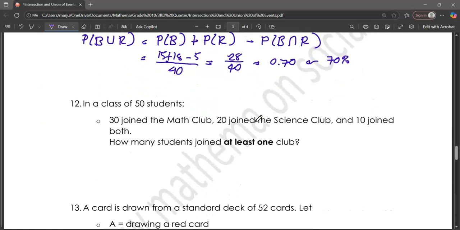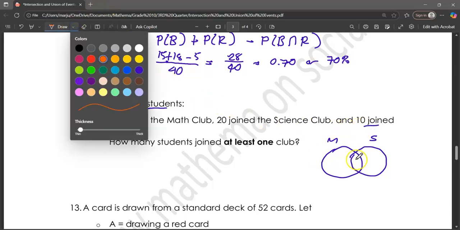Let's do number 12. In a class of 50 students, so again, there are 50 students, 30 joined the math club, 20 joined the science club, and 10 joined both. So we are going to find how many students joined at least one club. So when you say at least, let's first draw our Venn diagram for you to see the visuals. This is our two events. This is for math club. This is for science club. And again, we know that 10 joined both. So we have here 10 in the middle.